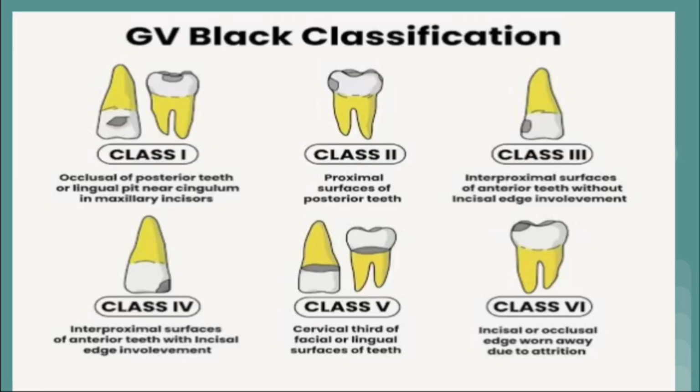See here you can see class 1. Then class 2, how it has been involved: the proximal surface. Class 3 is the interproximal surface. Class 4 is the edges of the two surfaces, the interproximal surface of the anterior teeth with incisal edge involved, you can see here. Then the cervical third will be class 5. Class 6 will be the incisal or occlusal edges. This is how the GV Black classification looks.